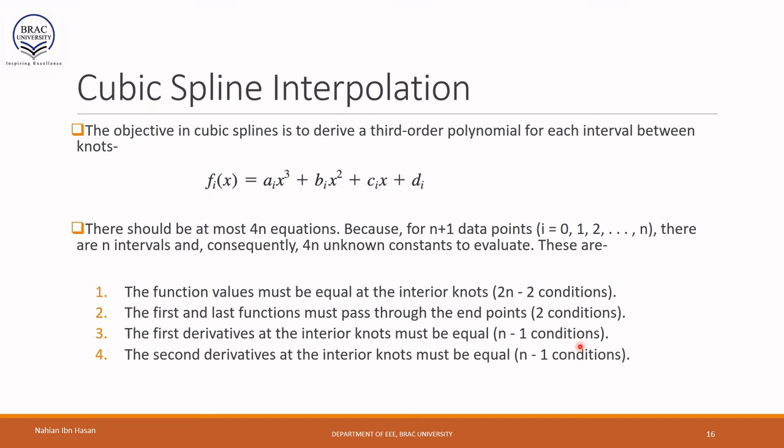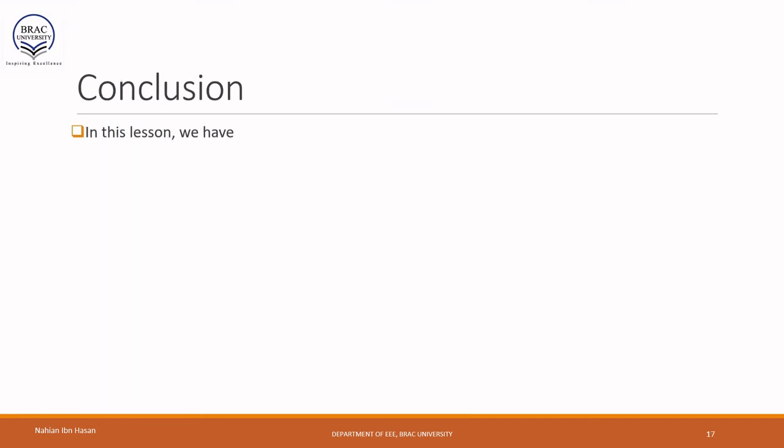If you remember, in the quadratic interpolation we did not have to calculate the second derivatives, because if you differentiate a second order interpolation formula twice, it would result in a constant. That means nothing. That's why we did not use the second derivative in the case of quadratic interpolation. But in cubic spline interpolation, we can use the second derivative. So that will result in another n minus 1 conditions. Similarly, the second derivatives at the end nodes are 0, so that results in 2 conditions. So in total there are 4n equations.